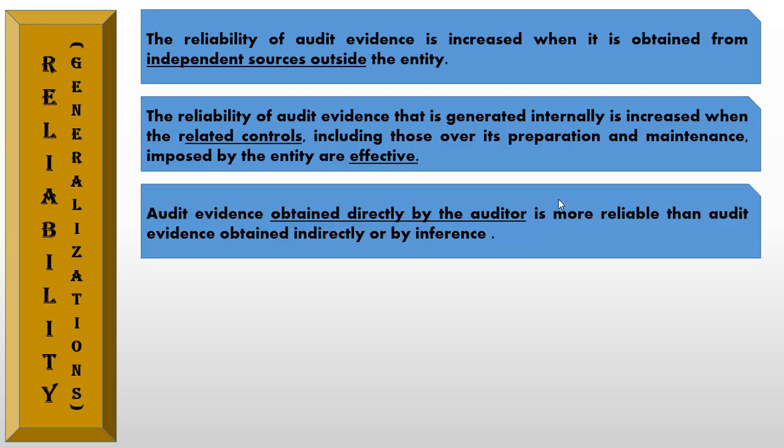Audit evidence obtained directly by the auditor is more reliable than audit evidence obtained indirectly or by inference. Same with the first item that we have talked about. When someone had a hand over the evidence, the reliability might be less because they already have the hand over it. So as an auditor, if we have directly obtained it, the reliability will be more.